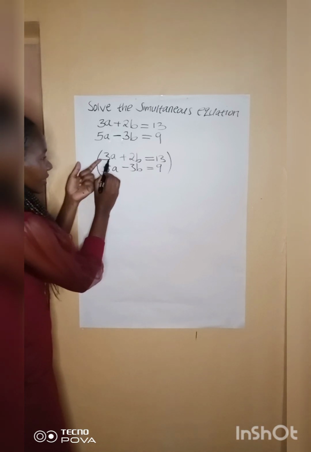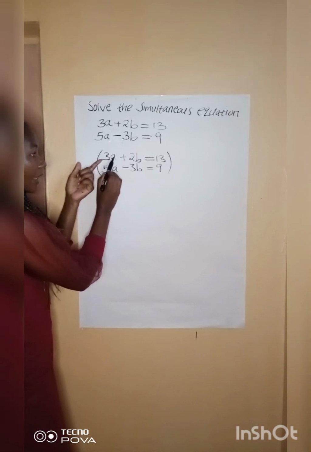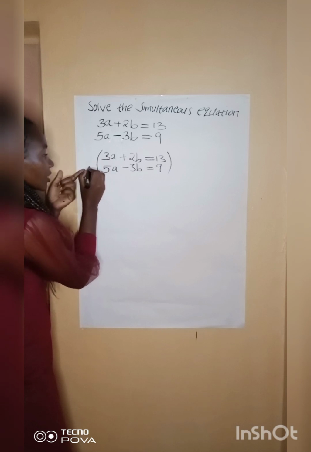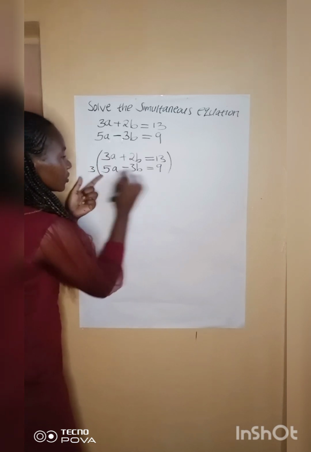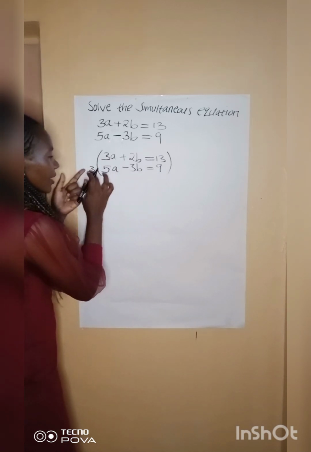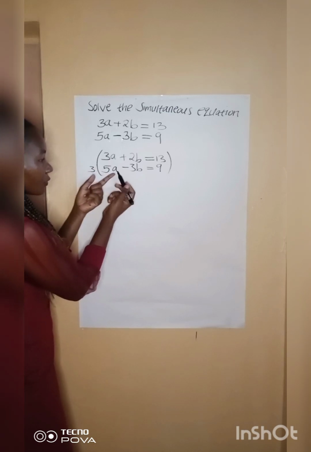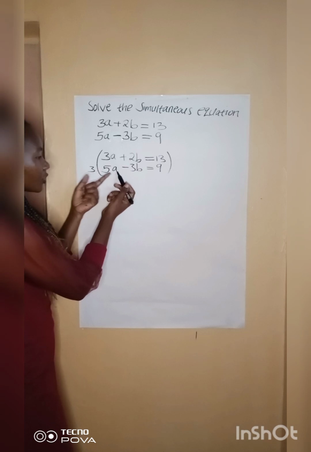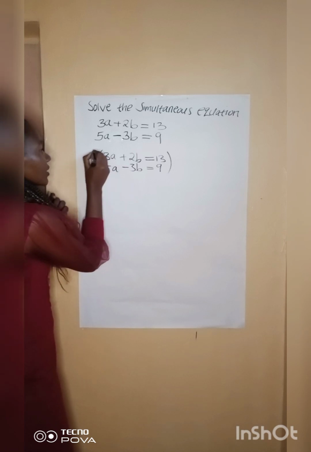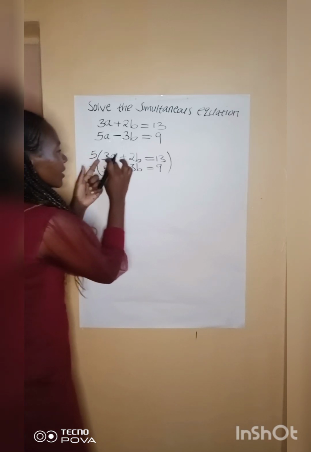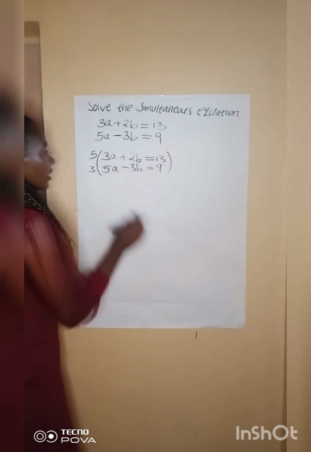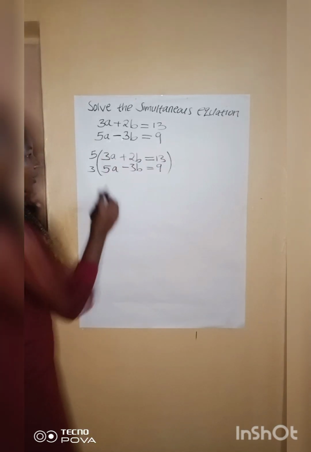I have my 3 here. The coefficient of A is 3. So I'll multiply the second equation, all of these numbers, by 3. Then the coefficient of A in our second equation is 5. So I'll use this 5 to multiply the entire first equation with the same number.